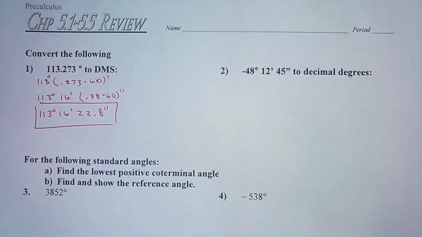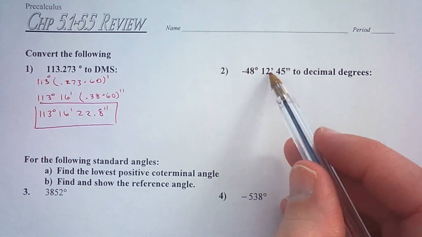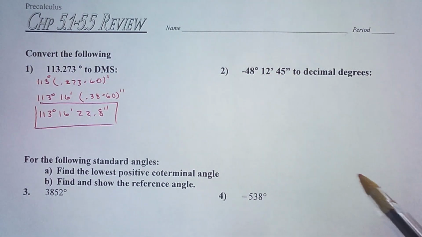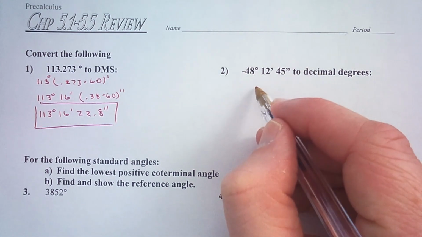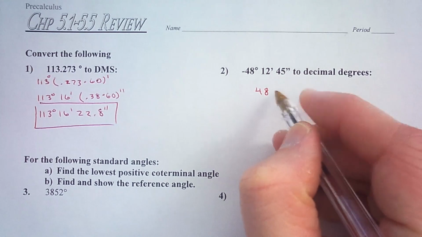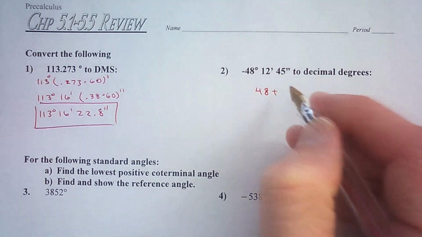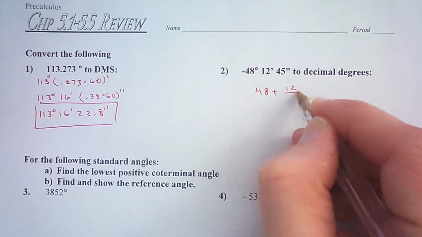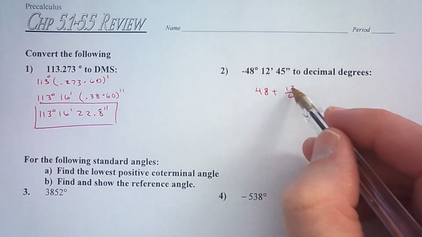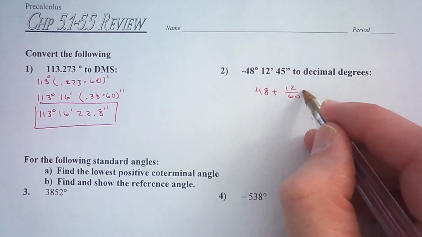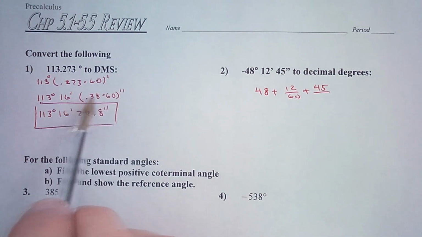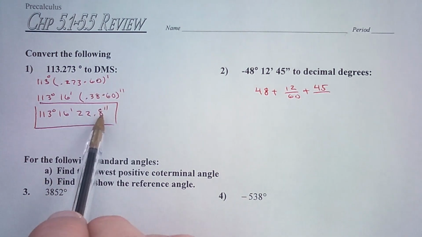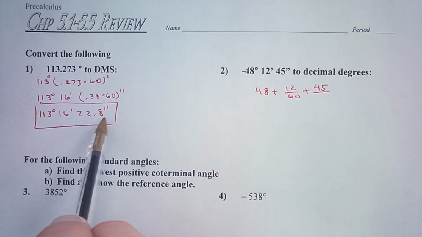Okay, now we'll convert the other way. Negative 48 degrees, 12 minutes, 45 seconds. So we'll deal with the negative at the end. We've got 48 plus 12 over 60 for our minutes, and for our seconds, 45 over, and we actually multiplied by 60 twice over here to get that number of seconds.